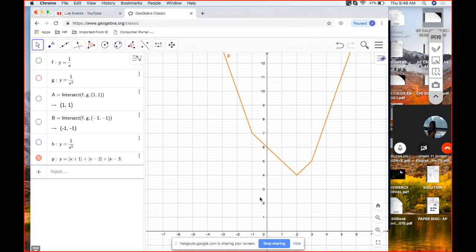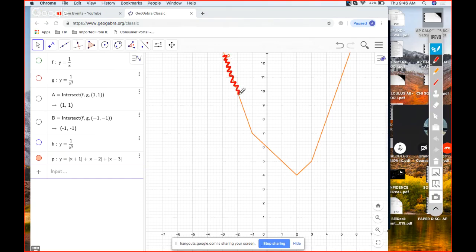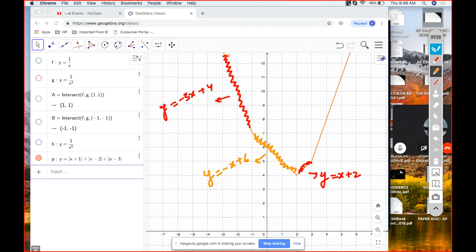Understood. So this part of the line is y equals -3x + 4. This part of the line is y equals -x + 6. This part of the line is y equals x + 2. And this part of the line is y equals 3x - 4. Understand how it works?